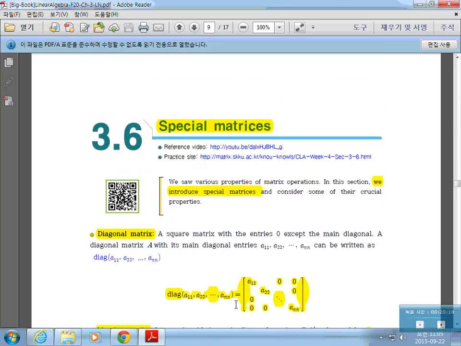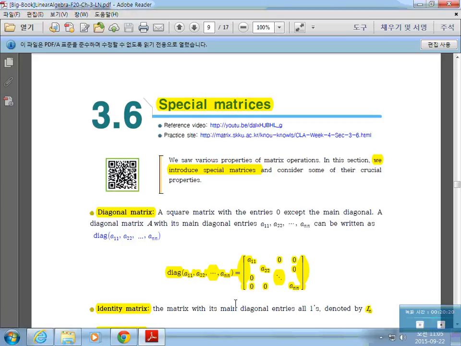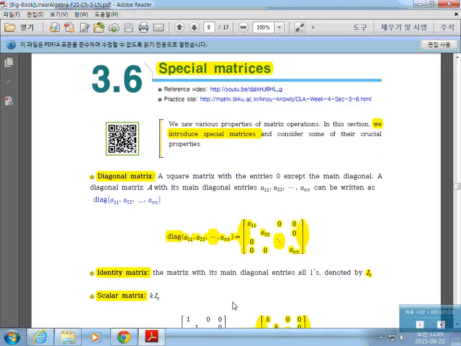Okay, I think that's the end of section 3.5. And now section 3.6, special matrices.